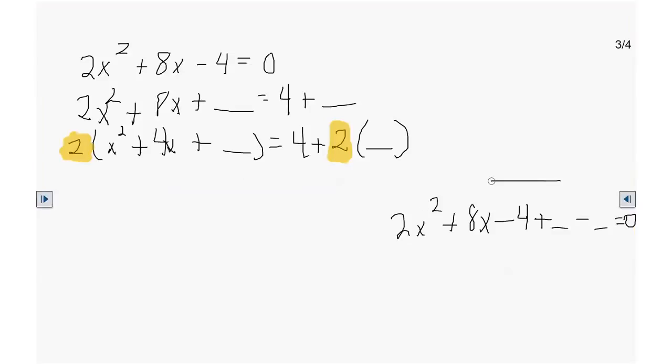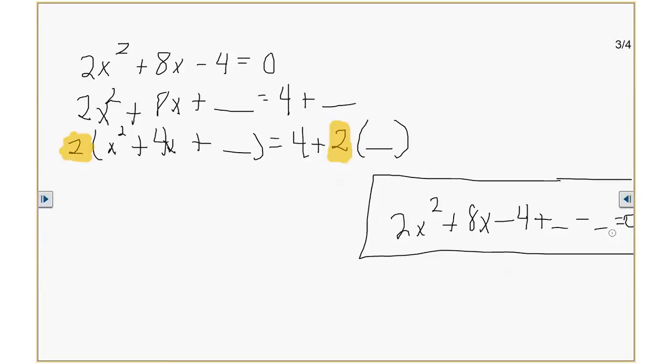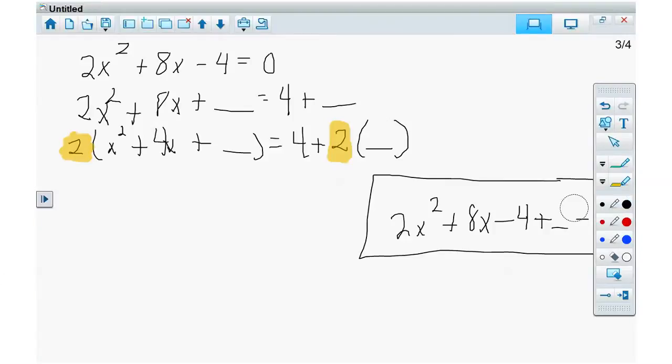This method right here is one way of teaching completing the square, doing everything on the left-hand side of the equal sign. And I have found that that is the worst way to try to teach completing the square. So that's why I don't teach it that way. But that's why, when you factor this 2 out of the whole thing, you've got to add it to this side over here. Alright, so I'm going to erase this and go back to my problem.